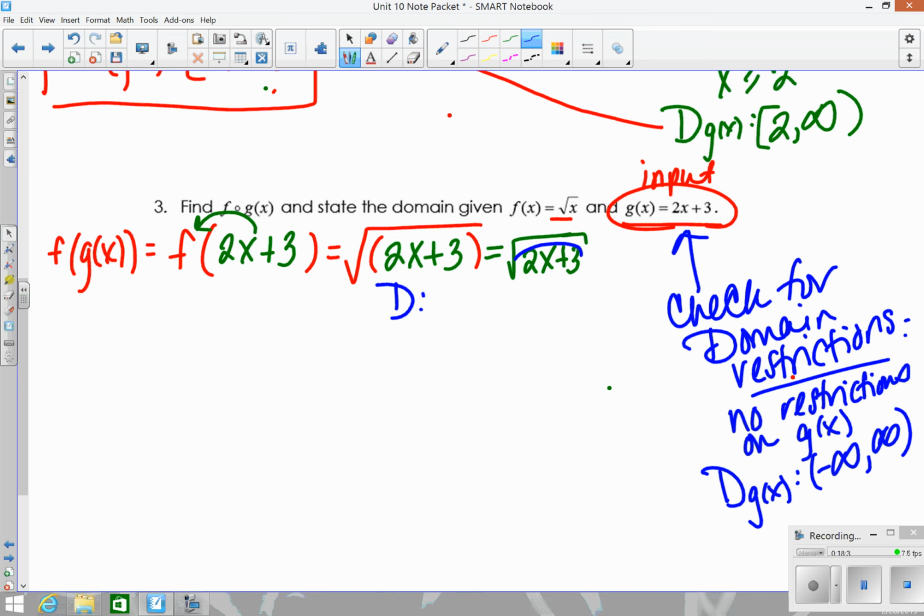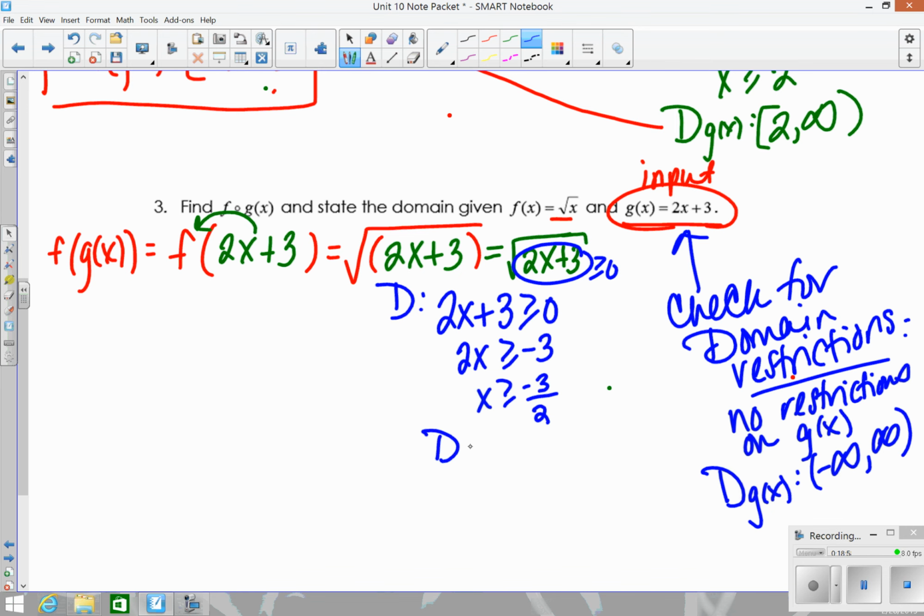So in this case, now we have restrictions because we have a square root. We know that this stuff has to be greater than or equal to 0. It can't be negative. So now when I go to find the domain of this, it's going to be different than negative infinity to positive infinity. So 2x plus 3 is greater than or equal to 0. So let's go ahead and solve this. Bring the 3 over. Divide everything by 2.